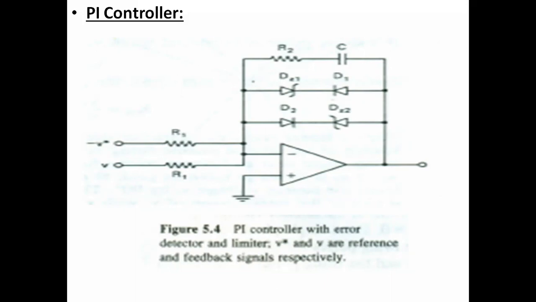The diode D1 and the Zener diode DZ2 provide a limit on the maximum positive voltage, and the diode D2 and the Zener diode DZ2 provide a limit on the maximum negative voltage. So one provides the limitation at the minimum range, and the other at the maximum range.